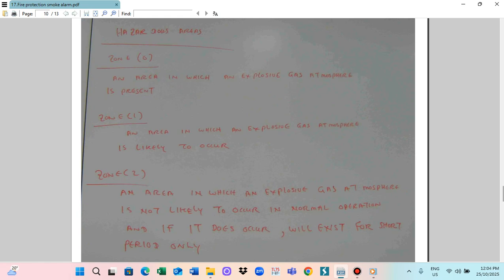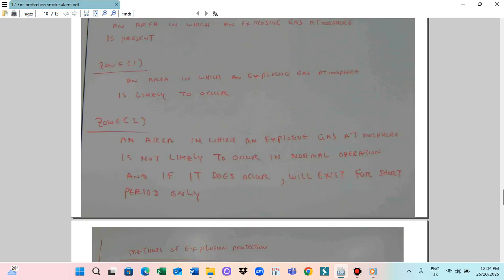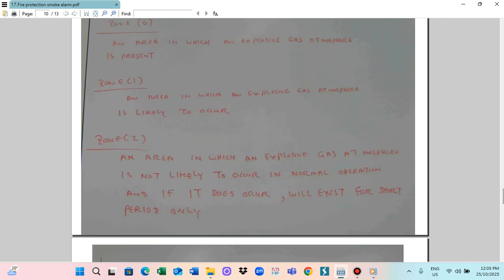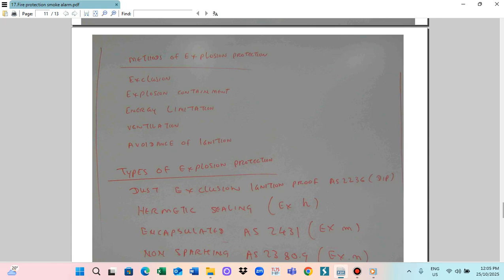Therefore, the hazardous area can be classified according to zones. Zone 0 is an area in which explosive gas is present. Zone 1 is an area in which explosive gas is likely to occur, and zone 2 is an area in which an explosive gas atmosphere is not likely to occur in normal operation, and if it does occur, it exists for short periods only. Depending on the zone, we have to install the appropriate fire alarm system as well. So, the methods of explosion protection.